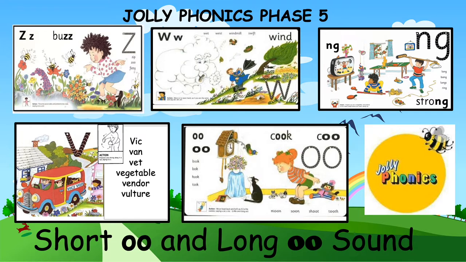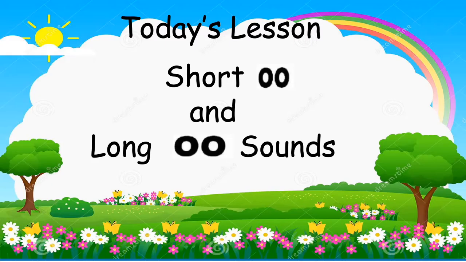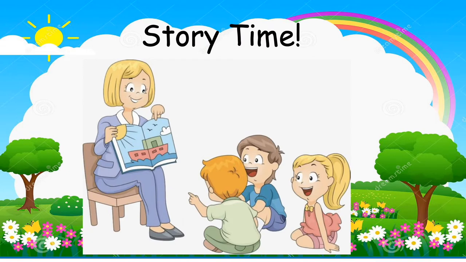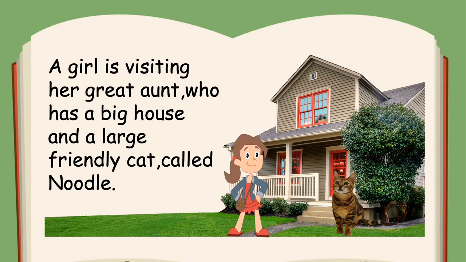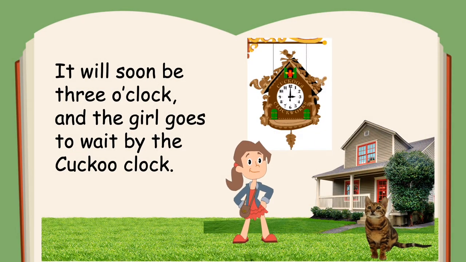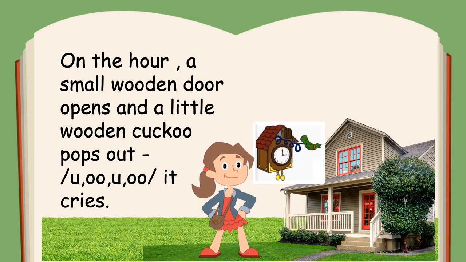Now, let's jump into our topic, which is short U as in put and long U as in food. To start with the lesson, let's have a short story. A girl is visiting her great aunt who has a big house and a large friendly cat called Noodle. It will soon be 3 o'clock and the girl goes to wait by the cuckoo clock. On the hour, a small wooden door opens and a little wooden cuckoo pops out.